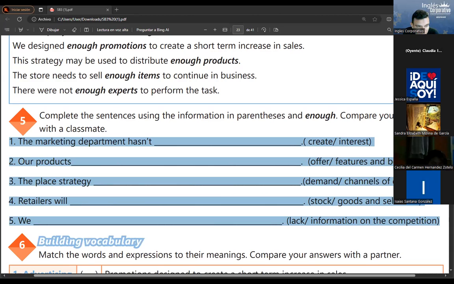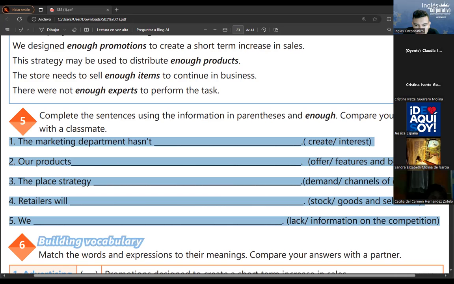Okay. Number three, the place strategy demands enough channels of distribution. All right, excellent. The retailers will stock enough goods and sell them. Excellent, very good. And the number five, we.